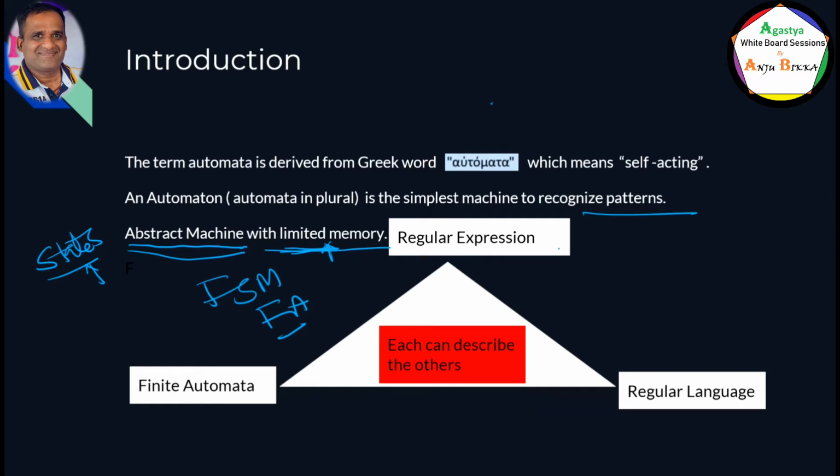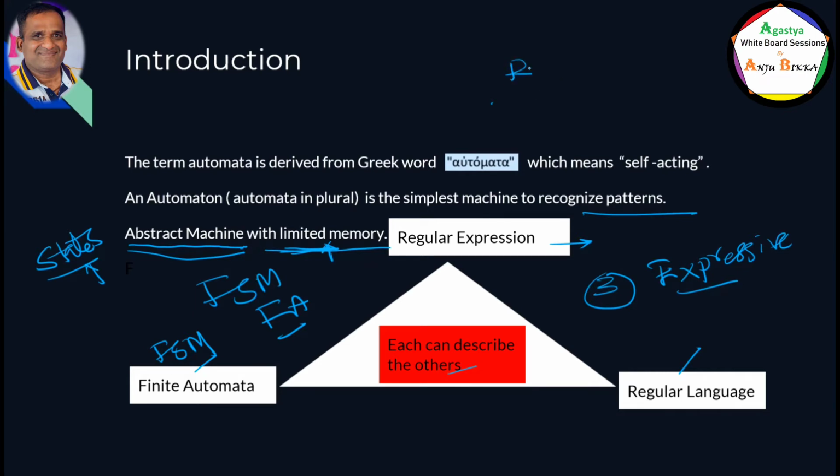Now in this triangle, we can see on one side a regular expression, finite automata or finite state machine, and another one is the regular language. We can see here each can describe the others. What does it mean? All these three have the same expressive power. They are one and the same, but different ways of representing.